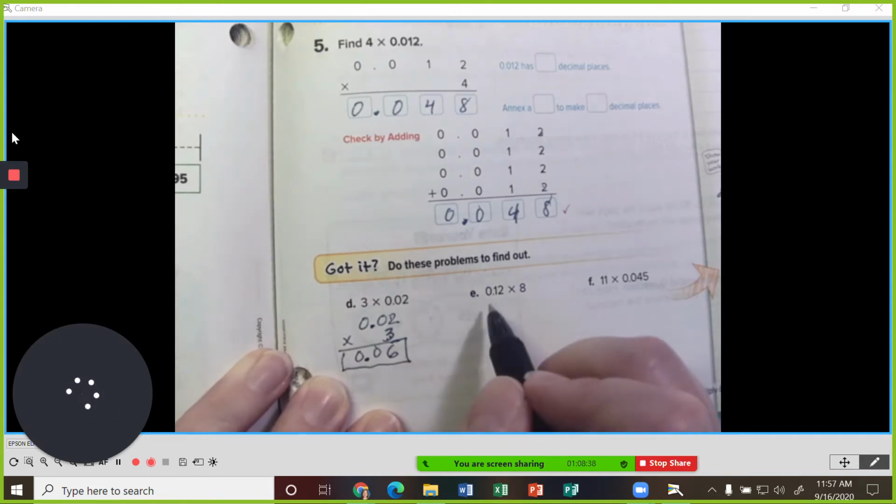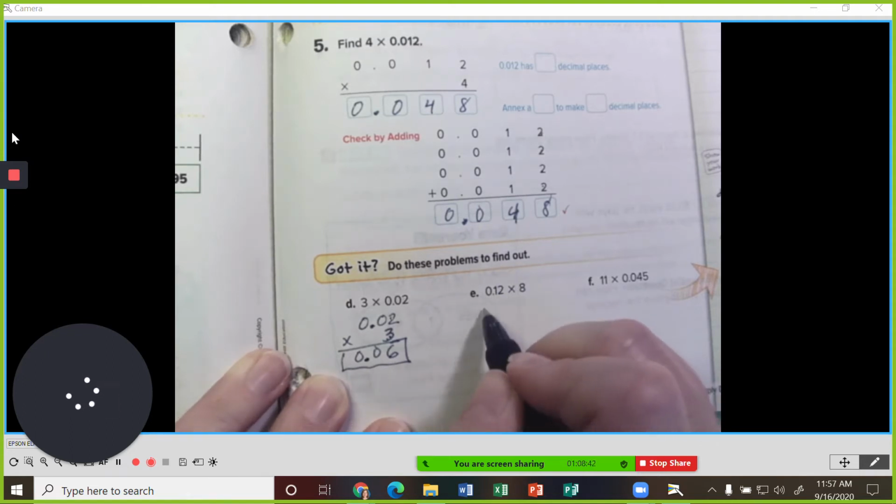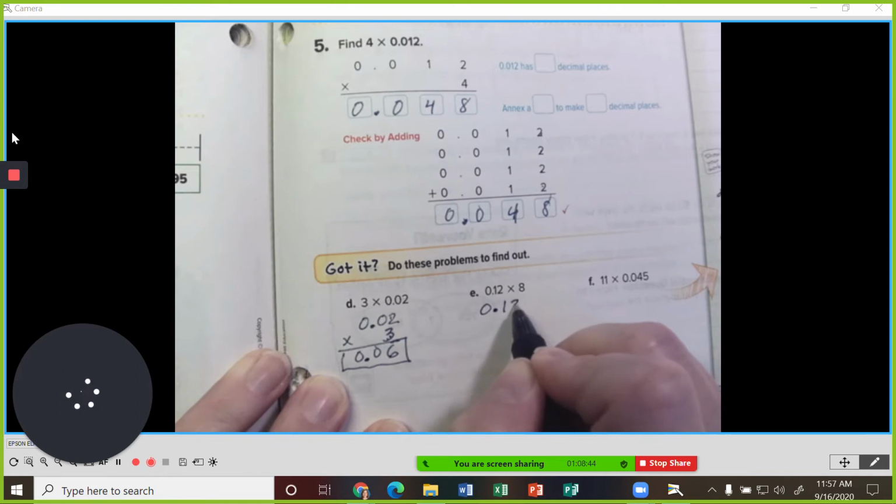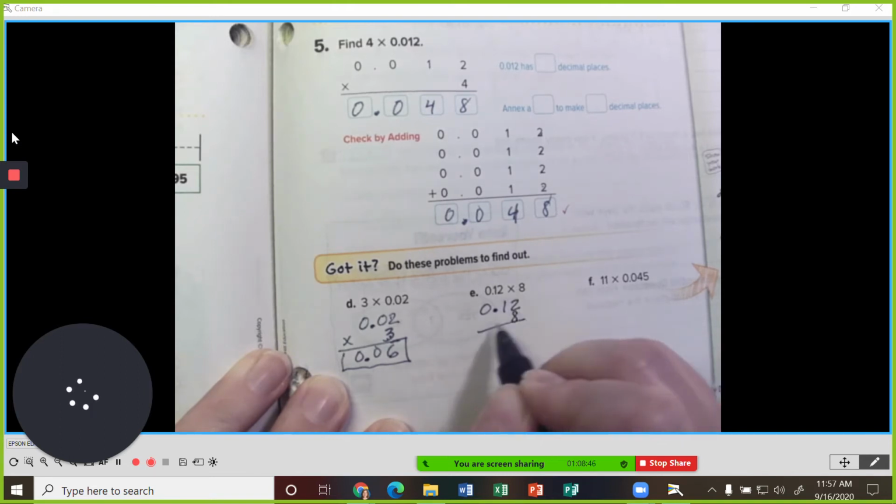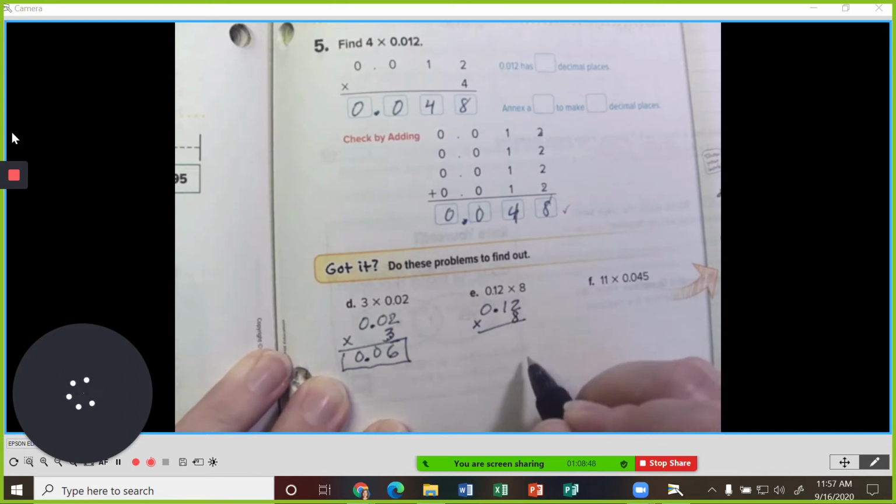And then on got it E, we want to write that longer number in the first row. So it's 0.12 times 8. 8 times 2 is 16. Write the 6, carry the 1.